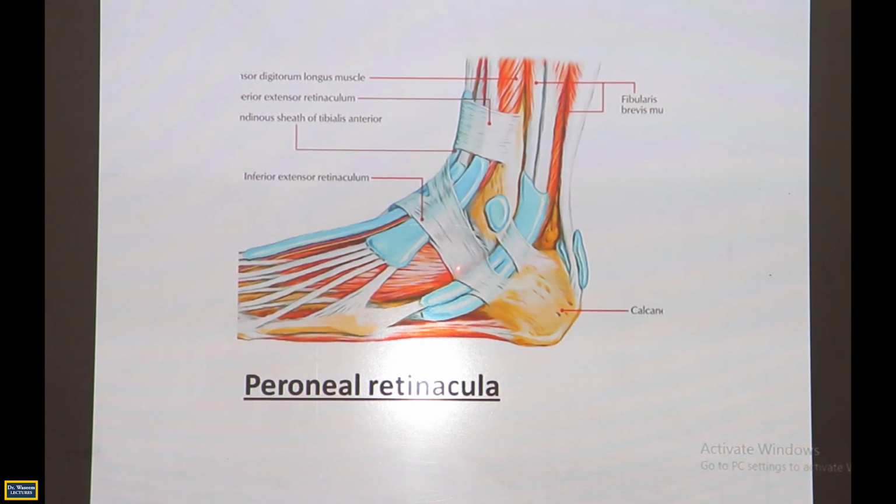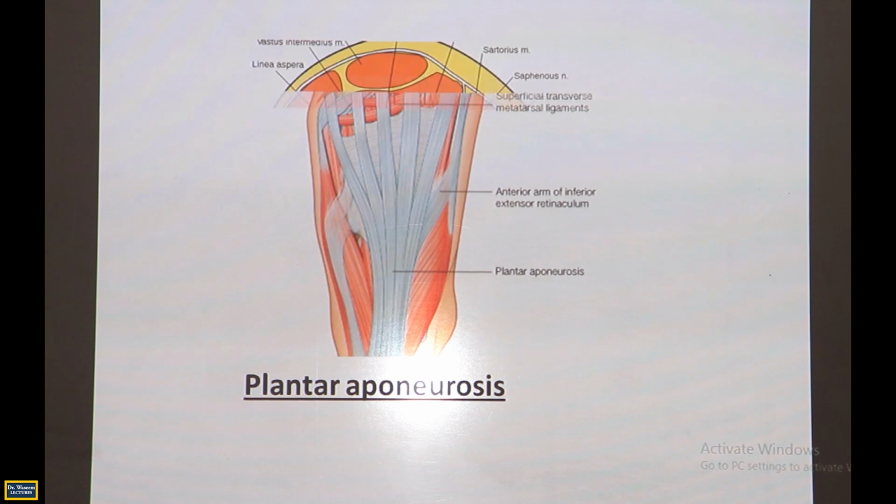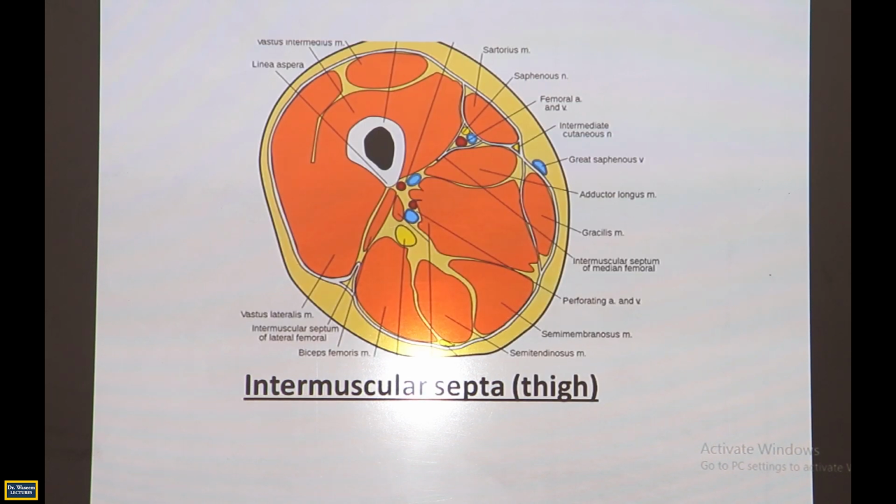They are the superior and the inferior. Inferior is actually having two separate compartments, but superior has just a single compartment. These are called retinacula. So, plantar aponeurosis, retinacula, iliotibial tract, femoral sheath, and all these things you have to deal with in the fascia of interosseous membrane.